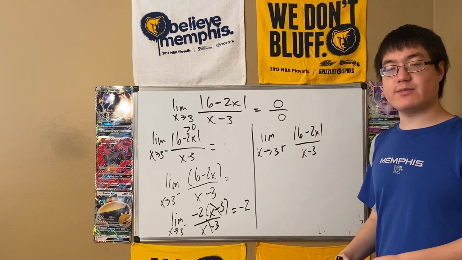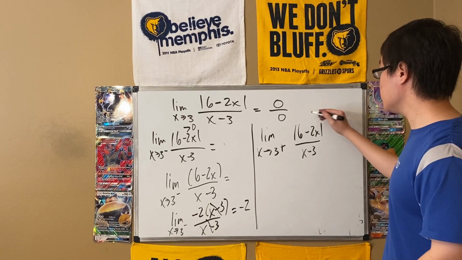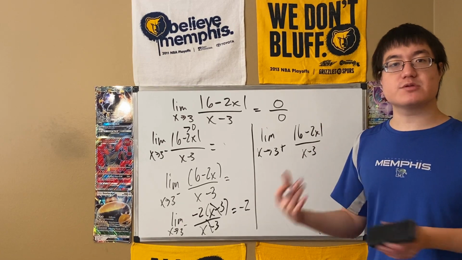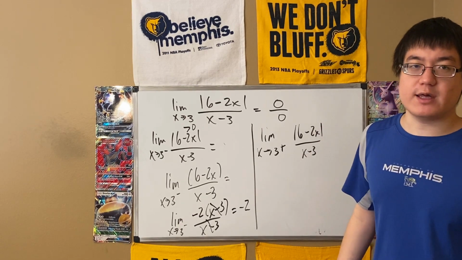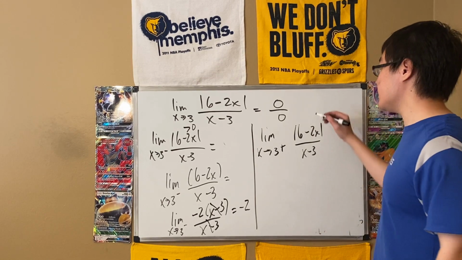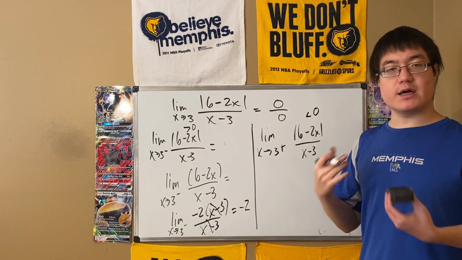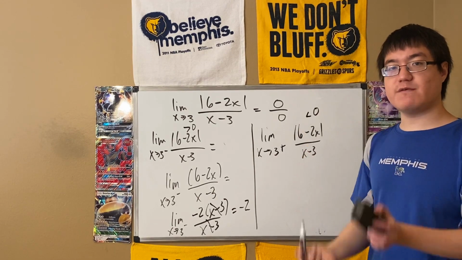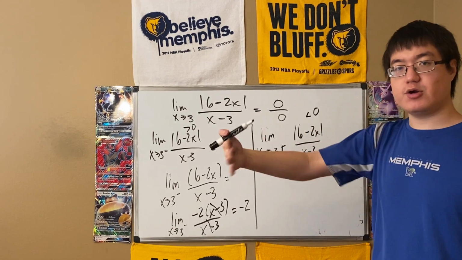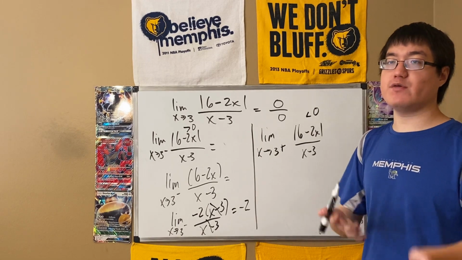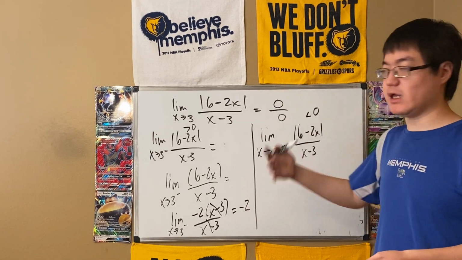So when you plug in something greater than 3, something like 3.1, notice that 6 minus 2 times 3.1, I don't actually care about what that number is. All I can recognize is that that is negative. So when you get something negative, what you do is change the absolute value bars to parentheses, and then you negate it. Because the absolute value of a negative quantity is the negative of that quantity.